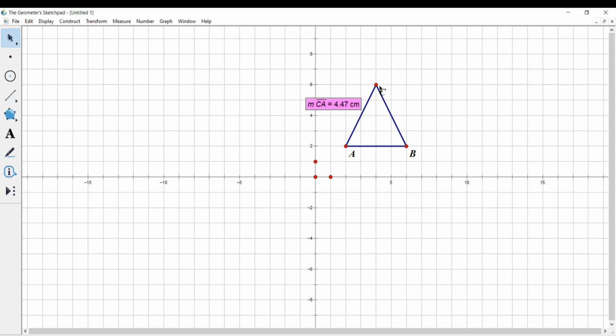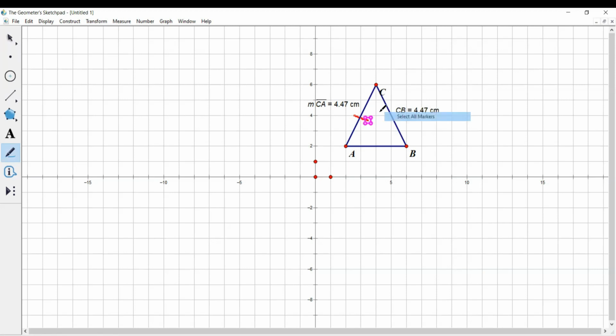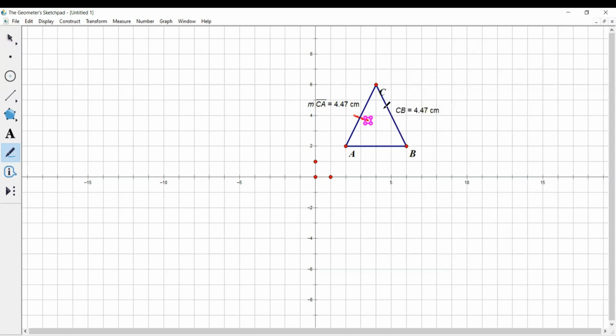Now look at this. If I measure the length of the line BC, I'm going to get the same thing, 4.47. So therefore, clearly this is an isosceles triangle since this side equals this side. That's why it's isosceles. So that's how you use a vector method to show that the triangle is isosceles.